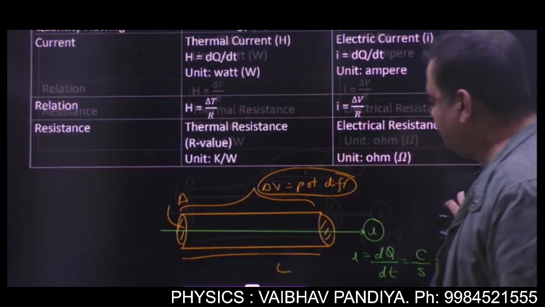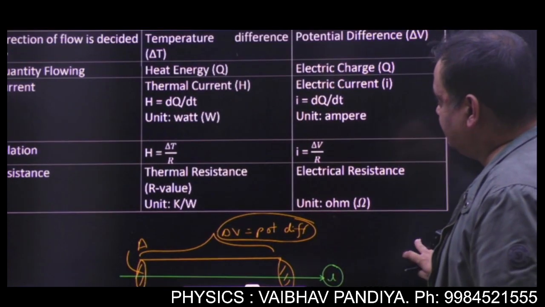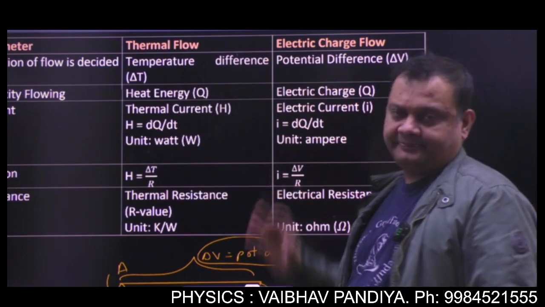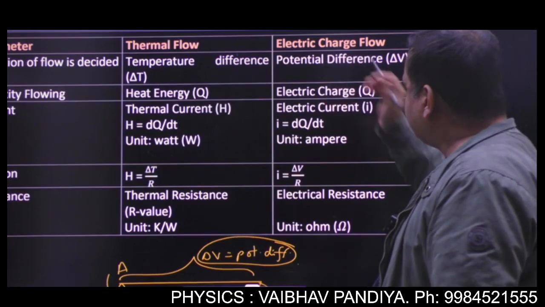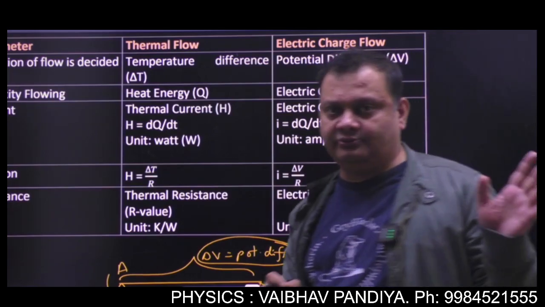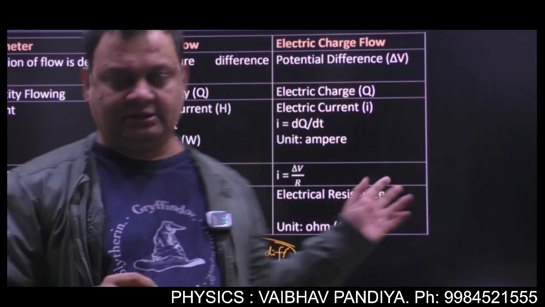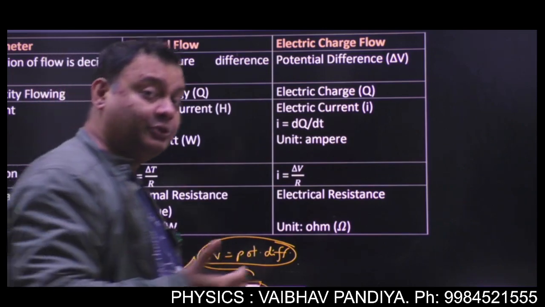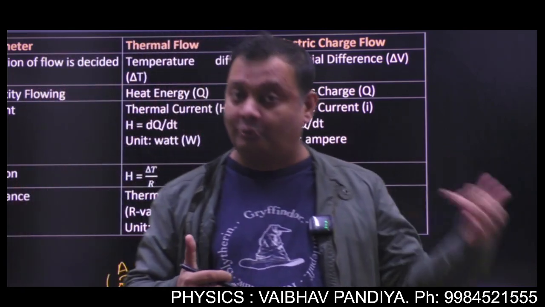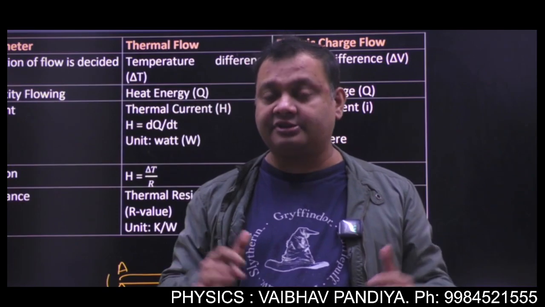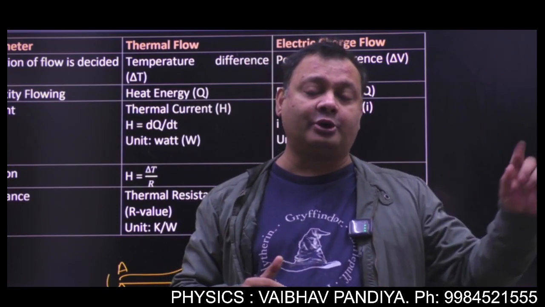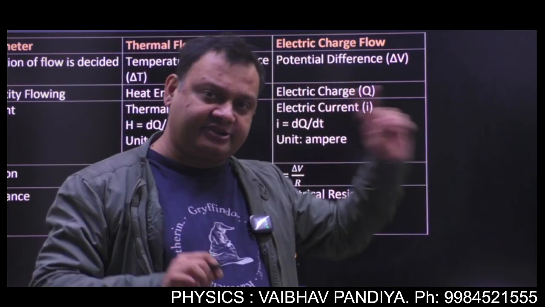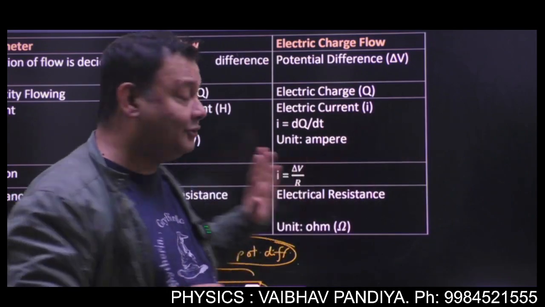So if you compare the thermal flow with the electric charge flow, let us see the first thing. In the electric charge flow, what is the parameter which decides the direction of current? That is the potential difference, correct? Positive charge spontaneously flows from high potential to low potential. So potential difference is the parameter in electricity which determines the direction of flow of current.